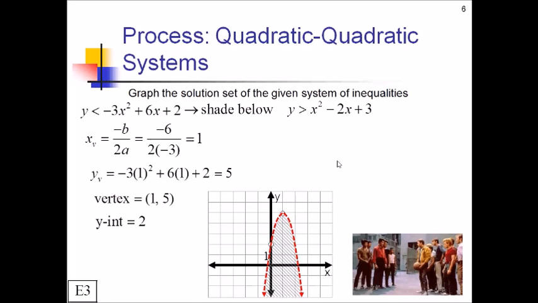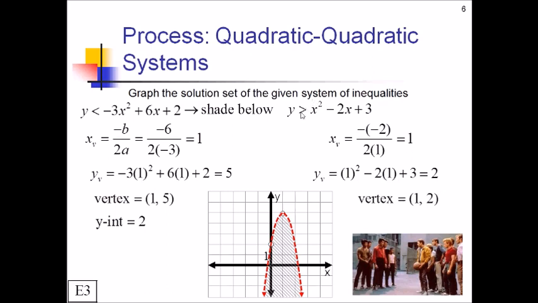And we move on to the next parabola. Negative b over 2a for this one, we've got negative 2 over 2 times 1. So that's going to come out to positive 1 again. Plugging that in for the y value, we've got 1 minus 2 is negative 1, plus 3 is positive 2. So vertex at 1, 2. Still open dots because there's no equals. So here we are. Y-intercept is 3 over up here. So we draw a branch.